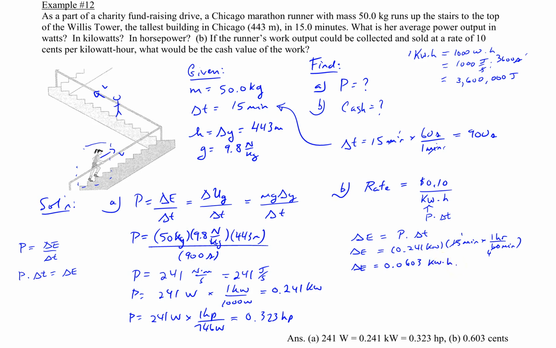So now, if you want to know the total amount of cash that you're going to get, you would simply take the rate that you have, which is 10 cents or $0.1 per kilowatt hour, and then multiply by the kilowatt hours that she produced as this marathon runner going up the tallest building in Chicago, which is 0.0603 kilowatt hours. You can see the kilowatt hours will cancel out, and we'll end up with just dollars. So that gives you an answer of $0.00603, or probably better to write it in cents. So that's 0.603 cents. And that's it for this example number 12.